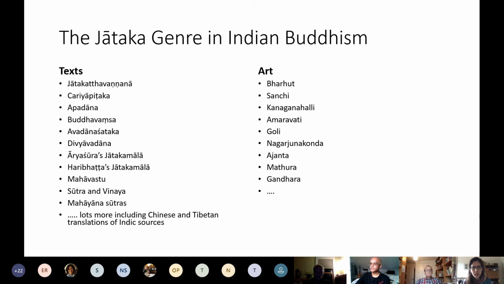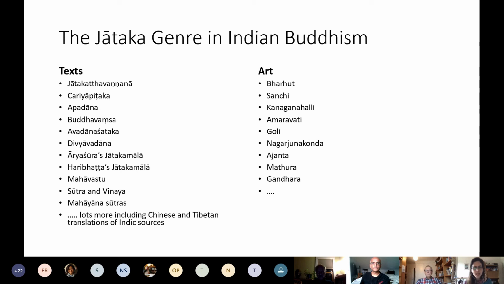You also get Jataka Mala literature, the more literary, courtly Sanskrit style of telling Jatakas. There's also the Mahavastu, which is fascinating in itself. You also find Jatakas throughout Mahayana sutras. And then there's a whole load more literature that we only have attested through Chinese and Tibetan translations. So there's a huge amount more to Jatakas than just the Pali Jataka book. And then, of course, we have all the visual evidence for Jatakas as well.